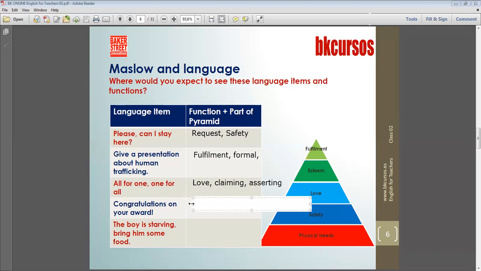What about this? Praising. We're praising somebody. Good. And what kind of language is that? Formal. But which part of the pyramid is that on? Esteem. Okay, esteem. All right, lovely.